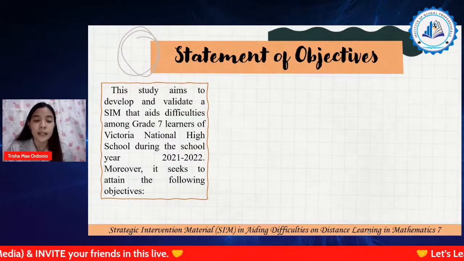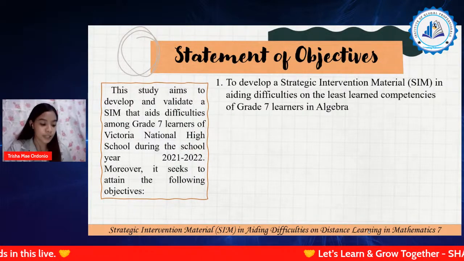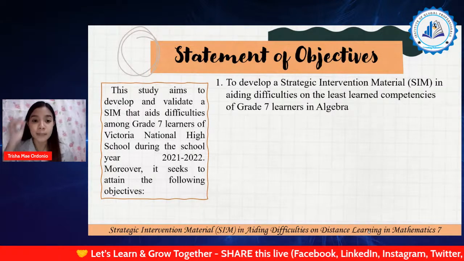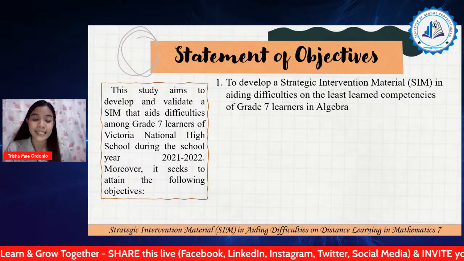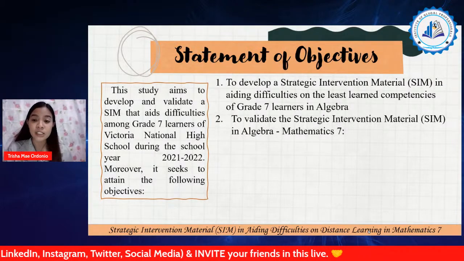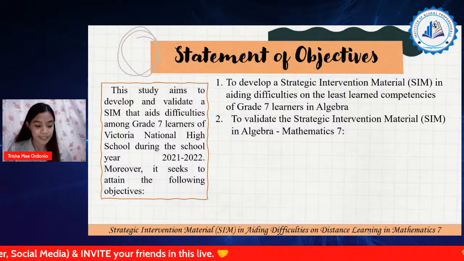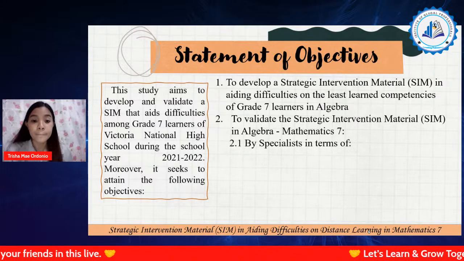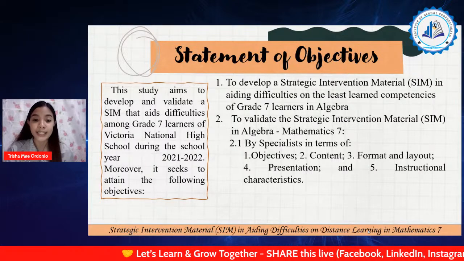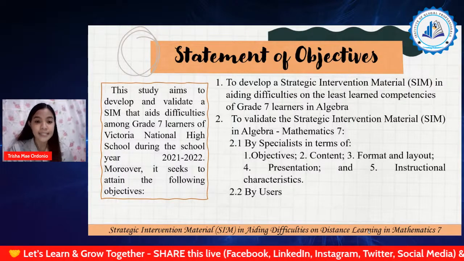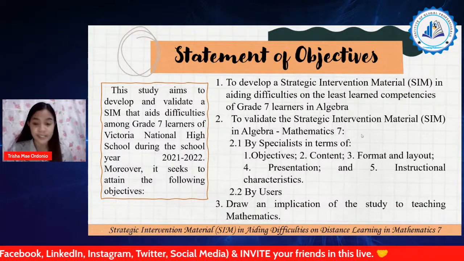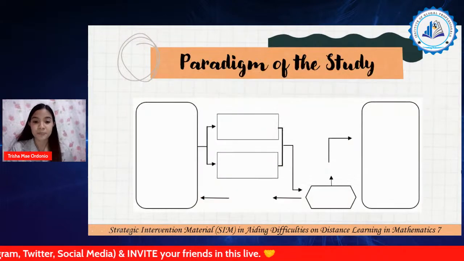My study aimed to achieve the following objectives. Number one is to develop a strategic intervention material, or SIM, in aiding difficulties on the least learned competencies of grade 7 learners in algebra. Next, to validate the strategic intervention material in algebra, Mathematics 7, by specialists in terms of objectives, content, format and layout, presentation, and instructional characteristics. Next is to be validated by the users. And three, to draw an implication of the study to teaching mathematics.